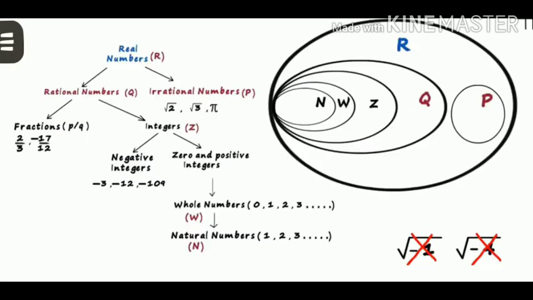So these real numbers are represented by a Venn diagram. Real numbers, that means p and q.